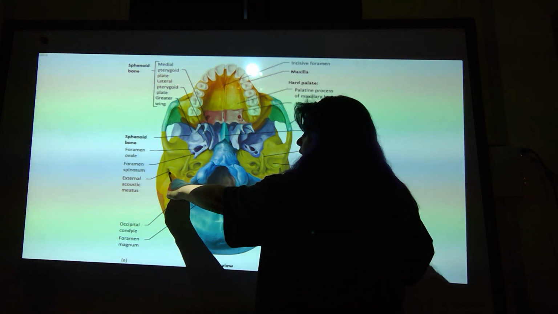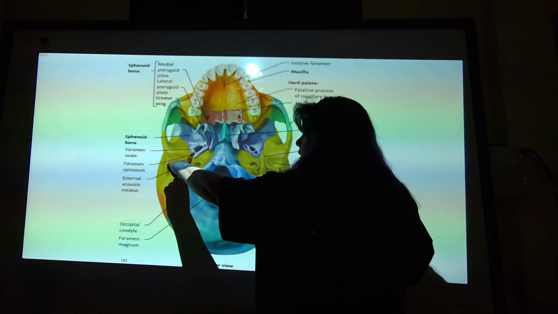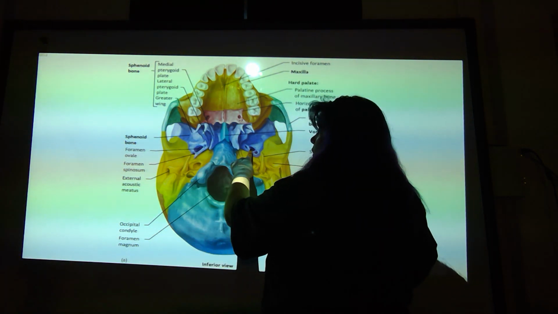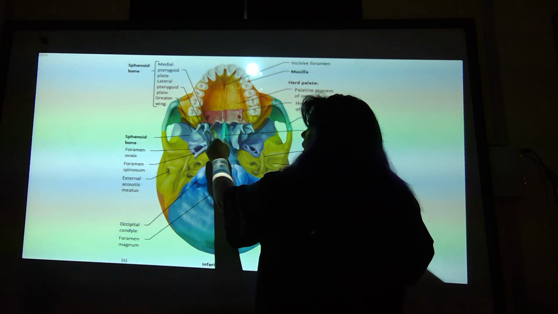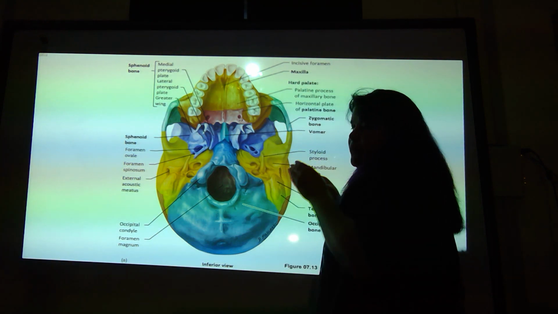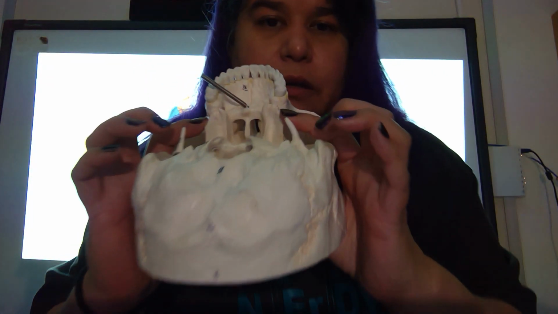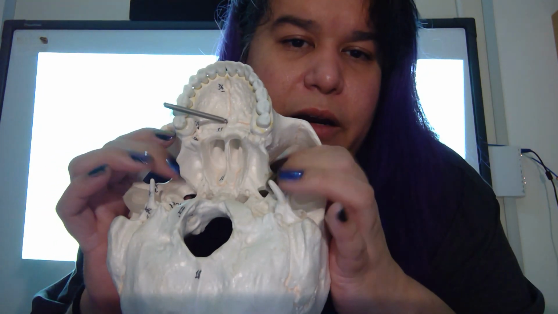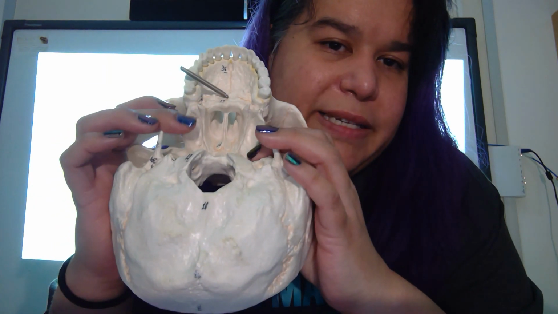There's the external acoustic meatus. It's the same one as what you saw laterally. The foramen spinosum, right there. The foramen ovale. What's the shape? It's an oval. There's the sphenoid bone. Now, underneath, the sphenoid bone actually has two pieces. You can see them right here, okay? They're kind of coming out of the maxilla.